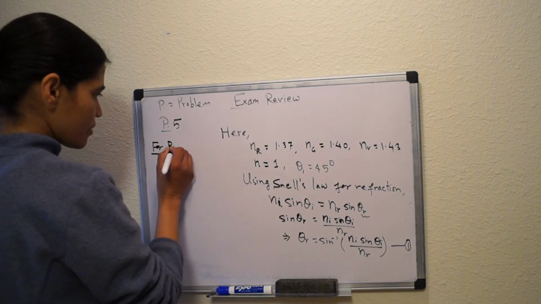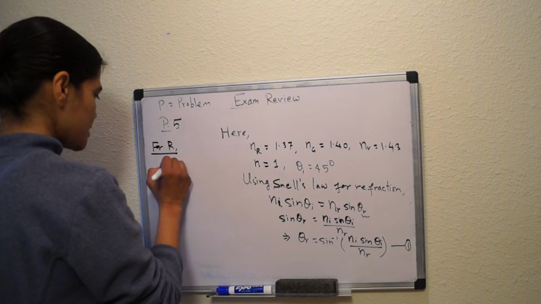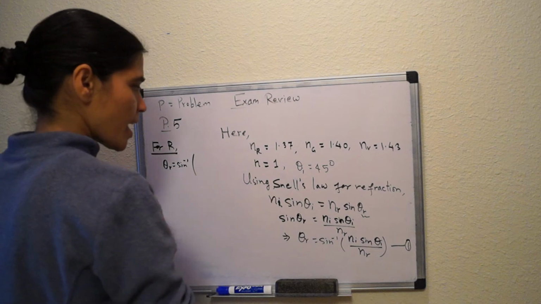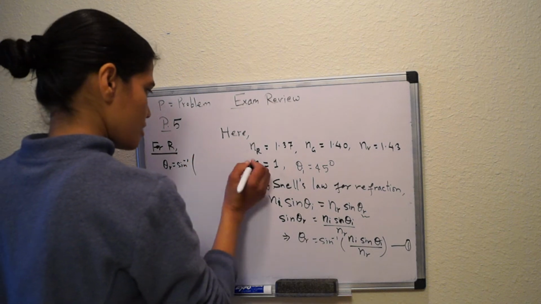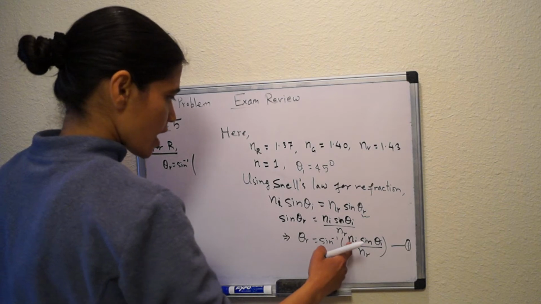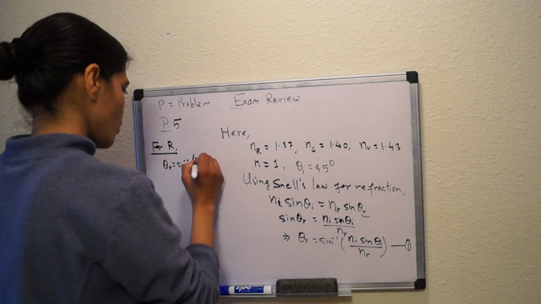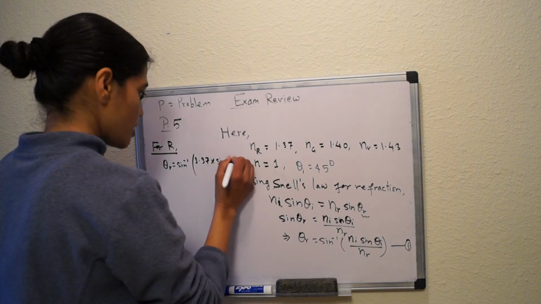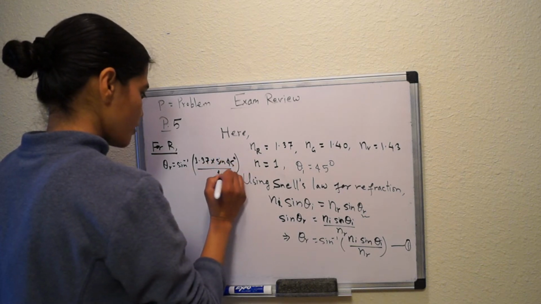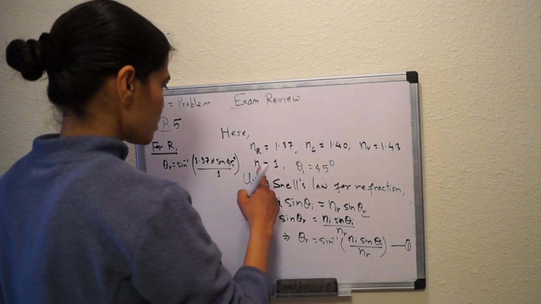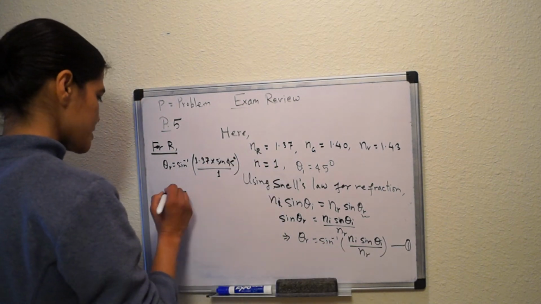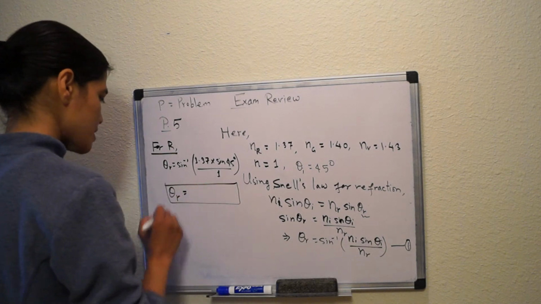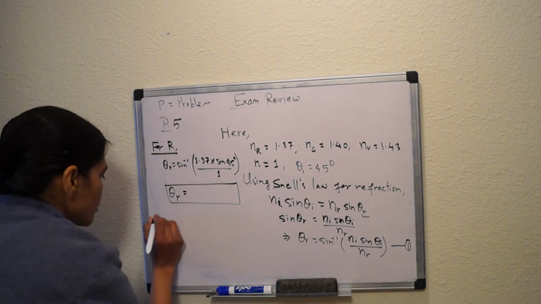for R, red, theta R is sine inverse of Ni. What is Ni? Ni is incident, right? So that would be 1.37 times sine of 45 degrees divided by 1. Really, Nr is just n, which is equal to 1. So what value do you get here? I'm not going to write this value out, but I will give you a hint about the answer, okay?